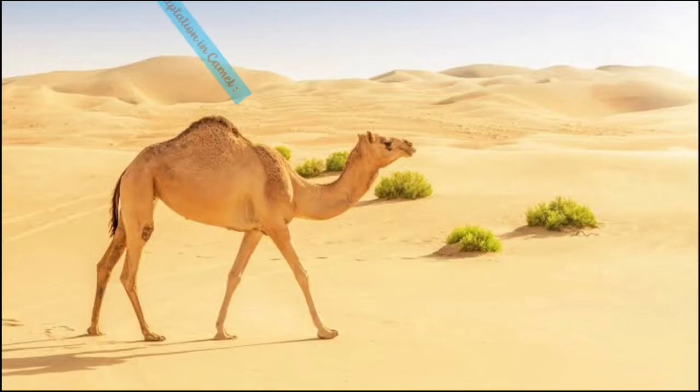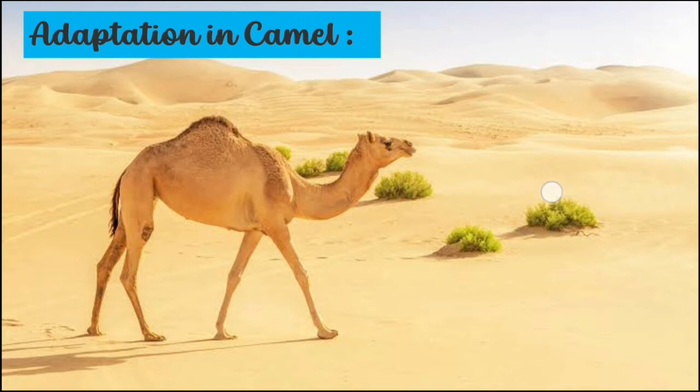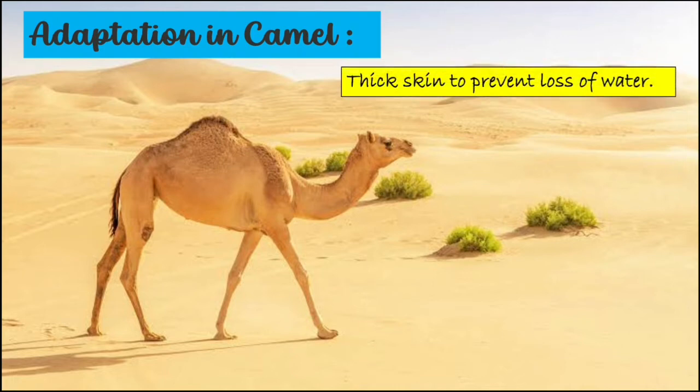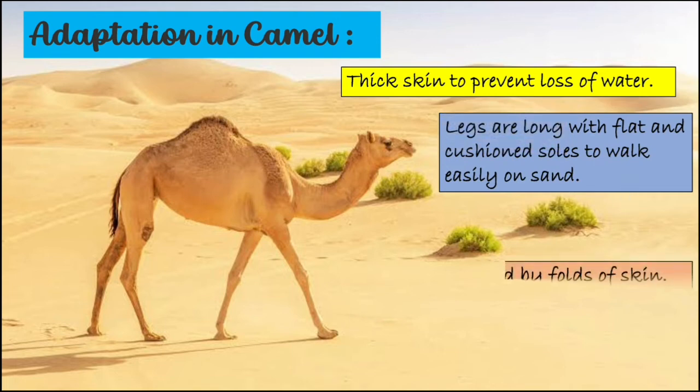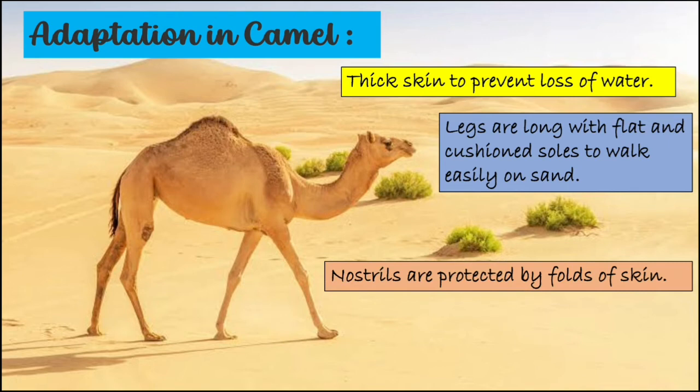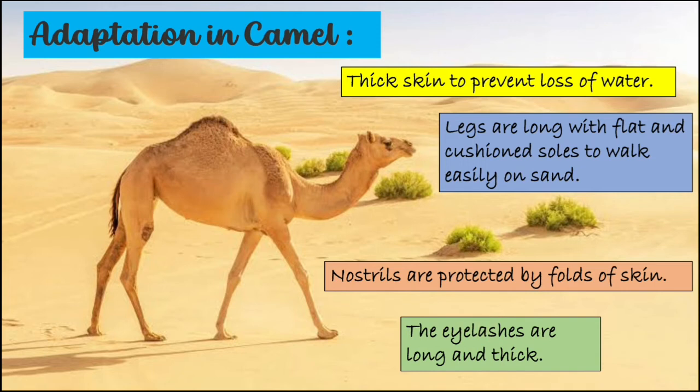We have also discussed adaptation in the camel. Camels have thick skin to prevent loss of water. Their legs are long with flat and cushioned soles to walk easily on sand. Nostrils are protected by folds of skin, and eyelashes are long and thick.